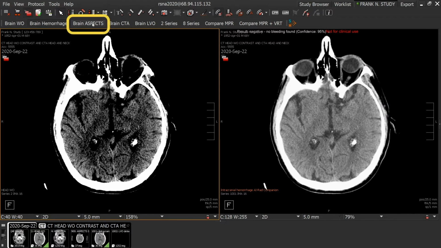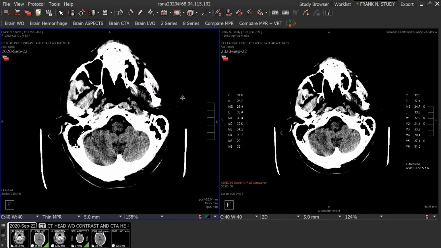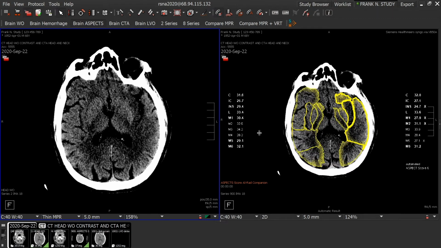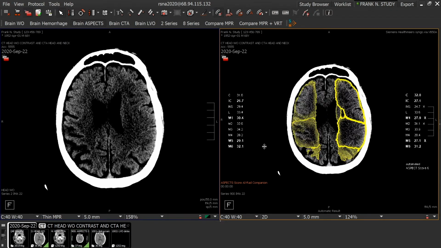The radiologist next reviews the aspect score calculations from Siemens AI RAD Companion stroke assessment. The brain segmentation again appears within Visage 7 on the right side as a separate series. The AI overlay can be toggled on and off. The AI aspect score results for the left and right sides of the brain are also displayed. As you can see, the AI algorithm found evidence of ischemic stroke in the left MCA territory and calculated an aspect score of 6 for that side.